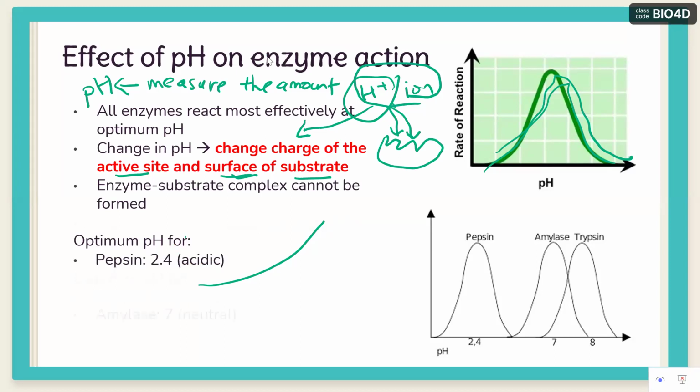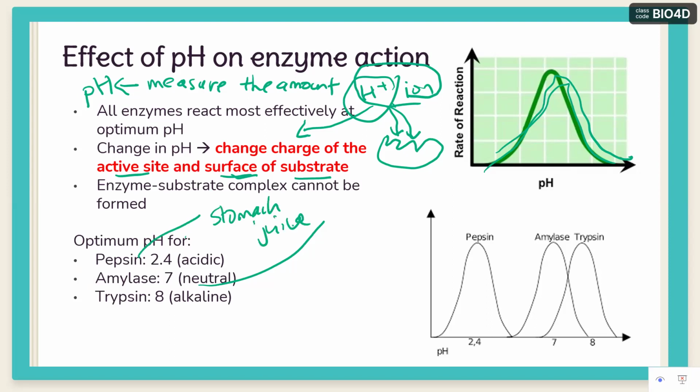Okay, so example that you need to understand and memorize: the pepsin. Pepsin is the enzyme in your stomach juice. Your stomach juice is very acidic, so it works at pH 2.4.